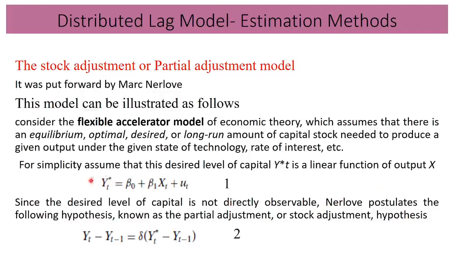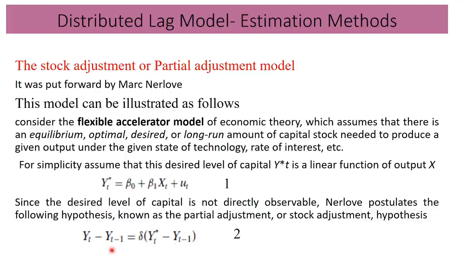That is, this desired stock of capital is needed to produce a given level of output. Since it is not observable, he defined it in the following way: Yt minus Yt minus 1 equals delta times Yt star minus Yt minus 1. This hypothesis is known as the stock adjustment hypothesis or partial adjustment hypothesis.